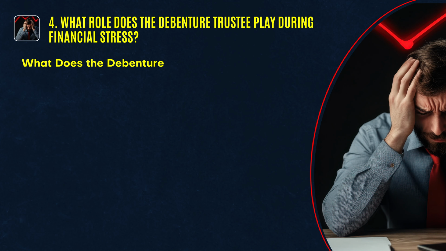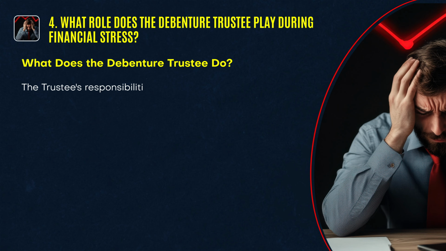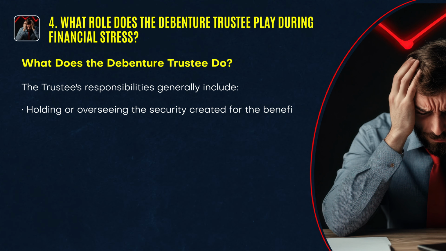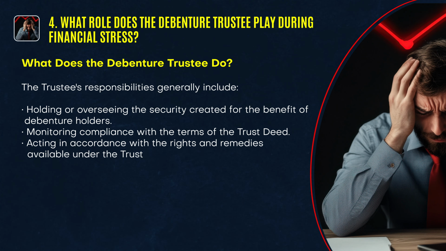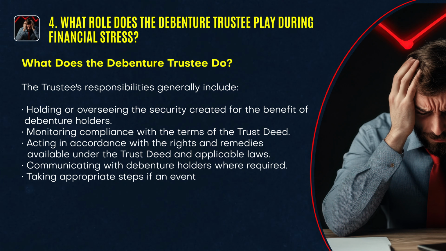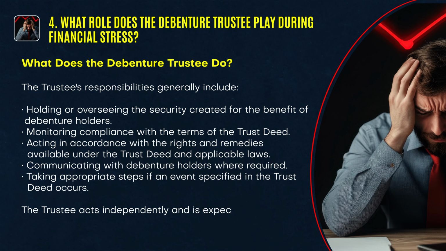What does the debenture trustee do? The trustee's responsibilities generally include holding or overseeing the security created for the benefit of debenture holders, monitoring compliance with the terms of the trust deed, acting in accordance with the rights and remedies available under the trust deed and applicable laws, communicating with debenture holders where required, taking appropriate steps if an event specified in the trust deed occurs. The trustee acts independently and is expected to perform his duties in accordance with the applicable legal and contractual framework.